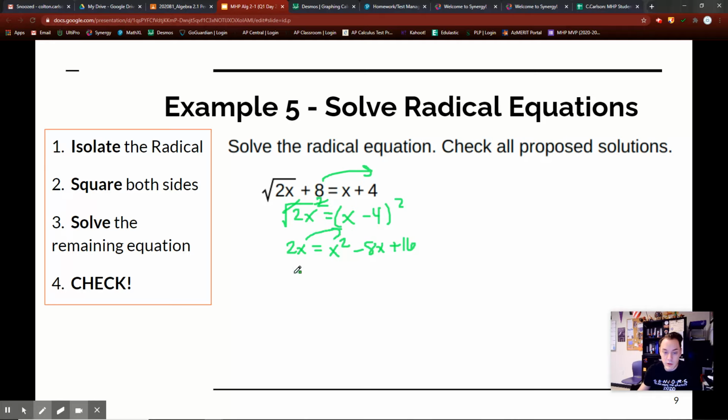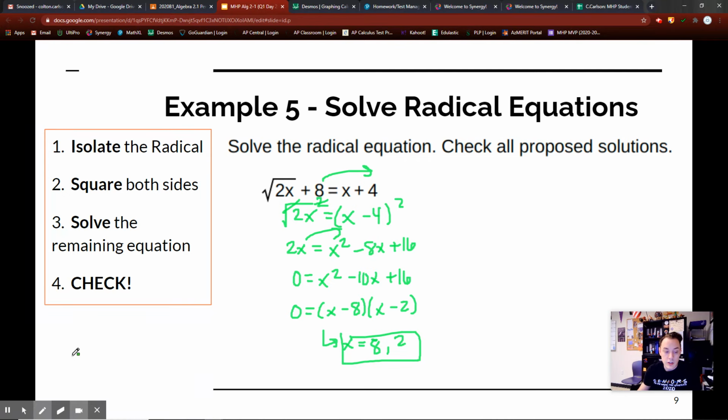Subtract the 2x over, so this is 0 equals x squared minus 10x plus 16. Factors of 16 that somehow, some way add up to negative 10, and that's going to be 8 and 2. So x minus 8 and then x minus 2. And this becomes x equals positive 8 and positive 2.